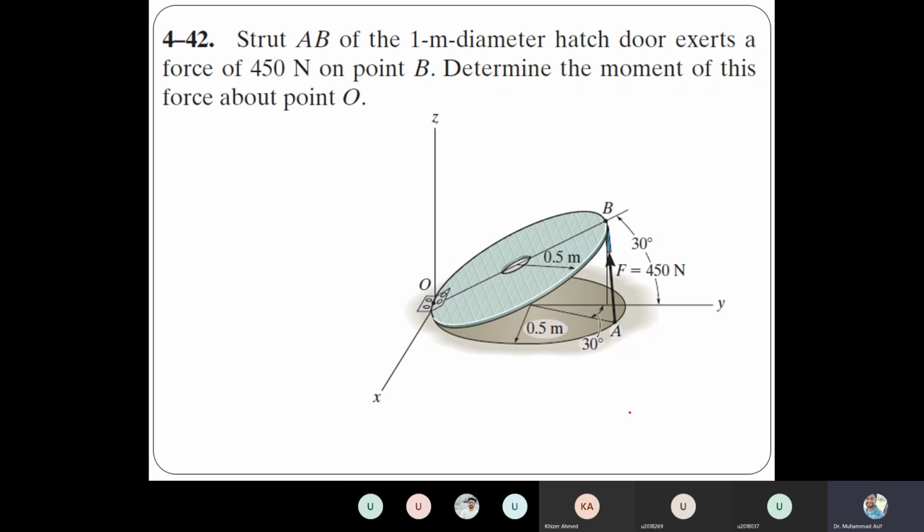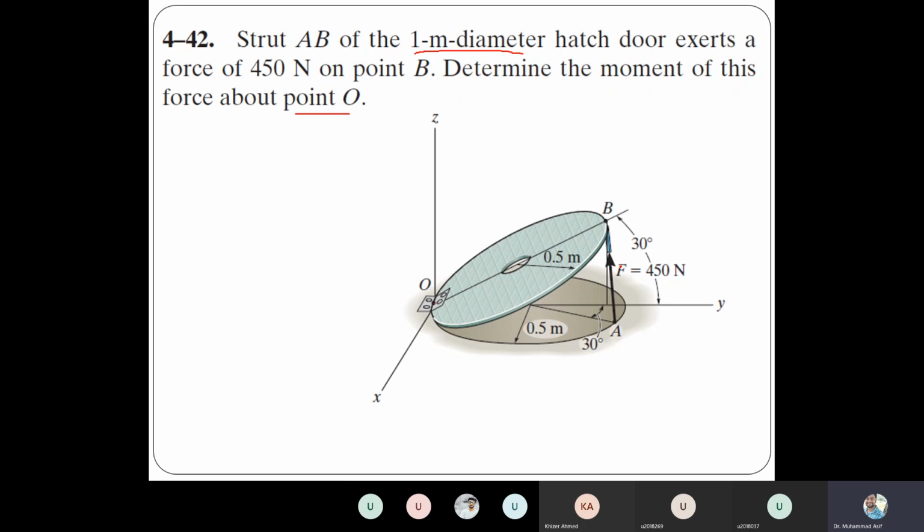Can you calculate this force? Can you solve this? This is 4-42. So if we have, let's say, a strut AB, supporting that hole cover, the hatch door, you can say. The diameter is given for this one. The diameter is 1 meter. And what is the moment of this strut force about point O? So we need to calculate it about point O.